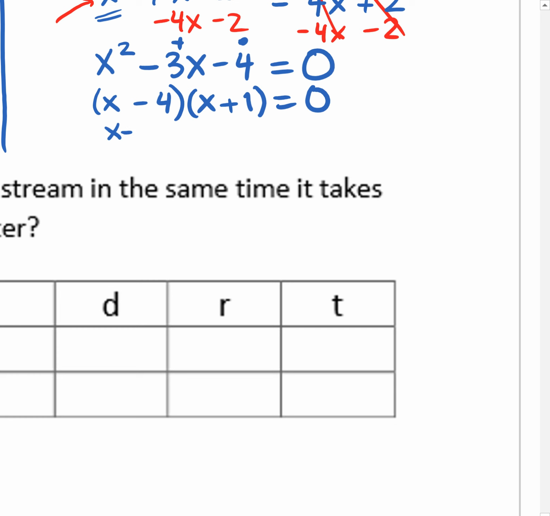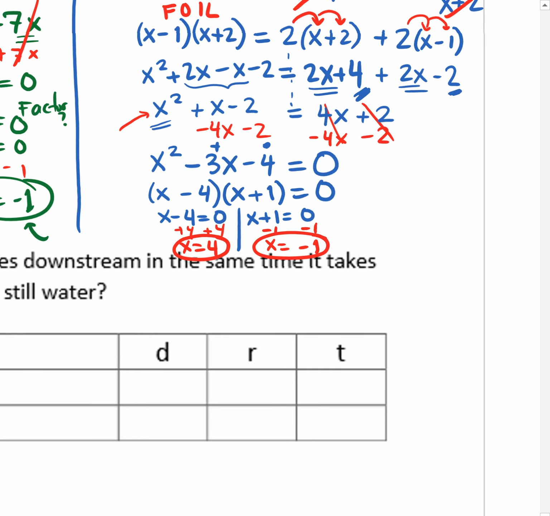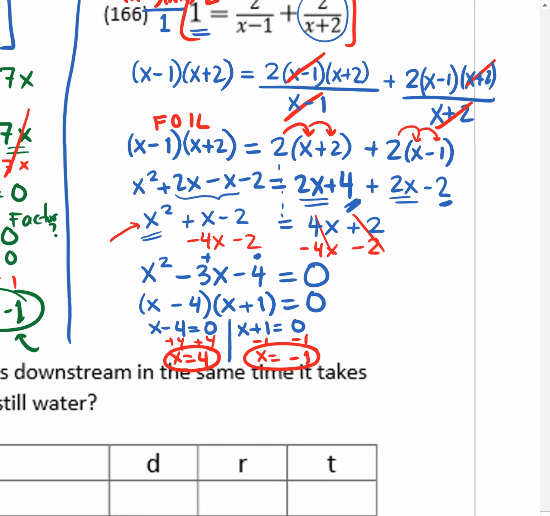And now I'll set each of these factors equal to 0, and that should give me my two potential solutions. So if I solve the first guy, I'll be adding 4 to both sides. That'll give me 4. If I solve the second guy, I'll be subtracting 1 from both sides, and that'll give me negative 1. Those should be my two solutions. I should just do a little mental check to see if either of those would give me a 0 denominator.